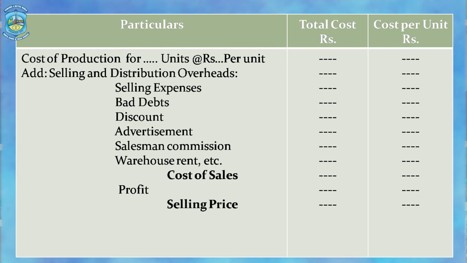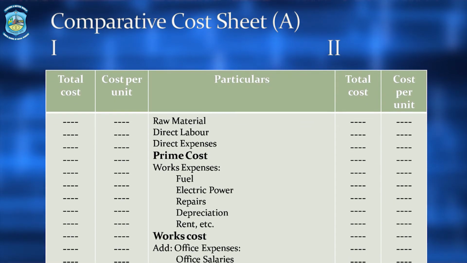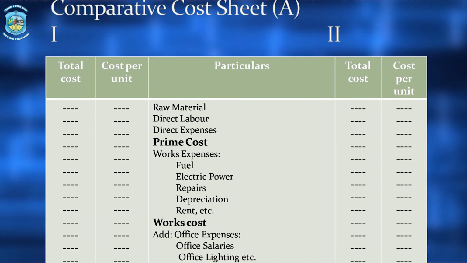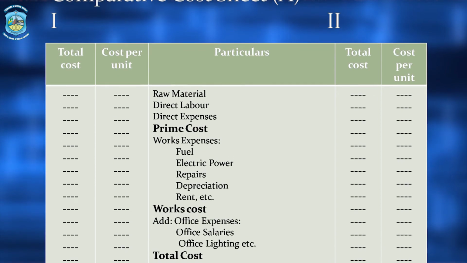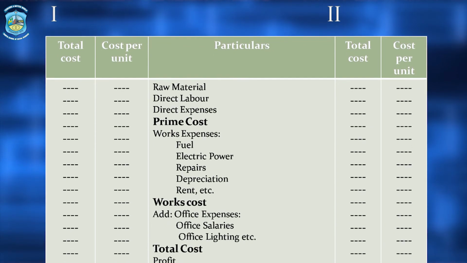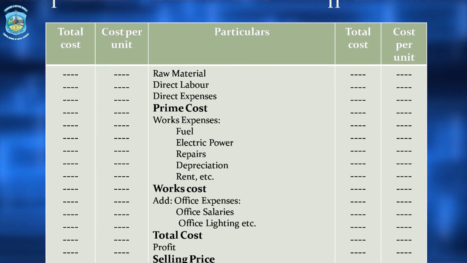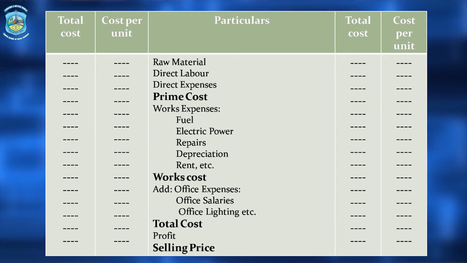The last one is the comparative cost sheet. Here we compare between two or more products, or between two or more time periods, or between two or more companies. Here is the format for comparative cost sheet. As you can see, one time period or one product is on your left hand side, and another time period or another product is on your right hand side. So, you can compare the two time periods, two products, or two companies, or more than two, by making a comparative cost sheet.